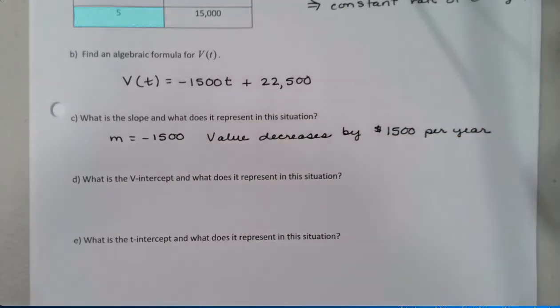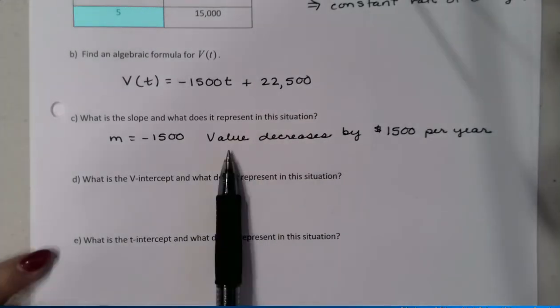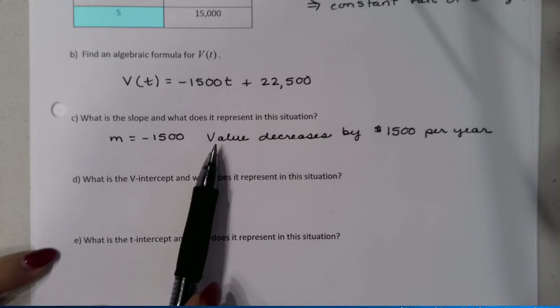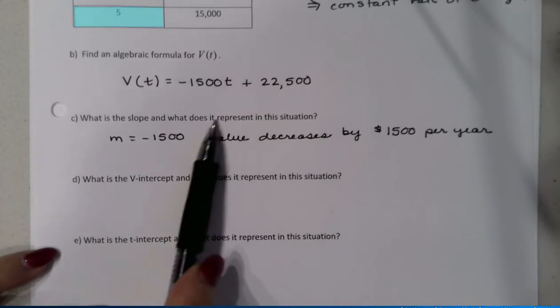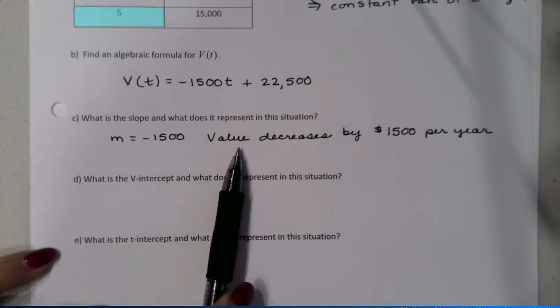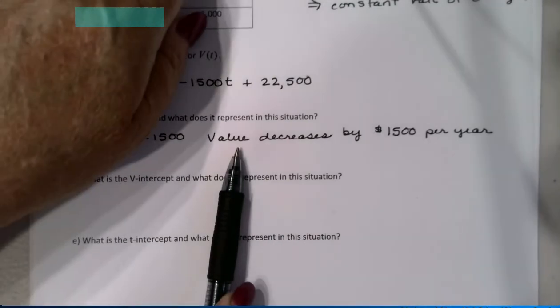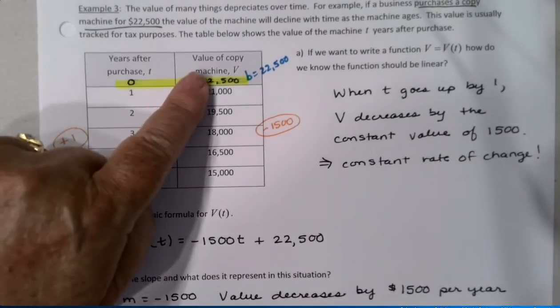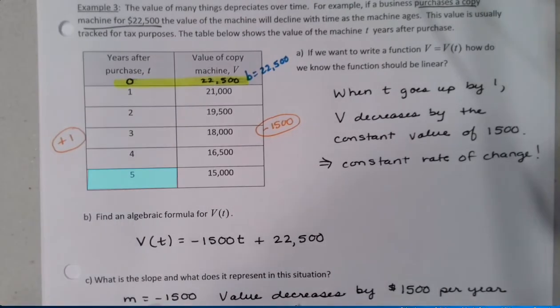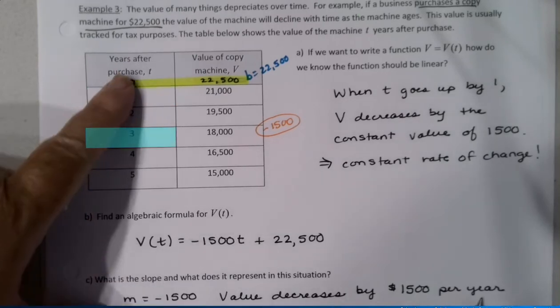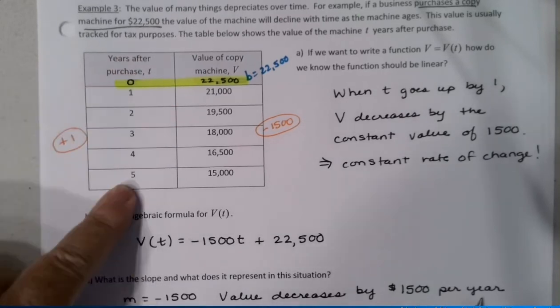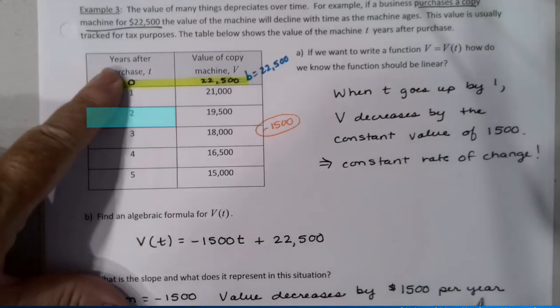We'll do a lot of interpreting slopes in this unit. And in general, when you interpret a slope, you're always going to interpret it as how the output or dependent variable changes. So the output, the value, in this case decreases because it's negative by this much, the $1,500. And it's always per whatever the input variable was. Sometimes it's years, a lot of times it's years, but not always.